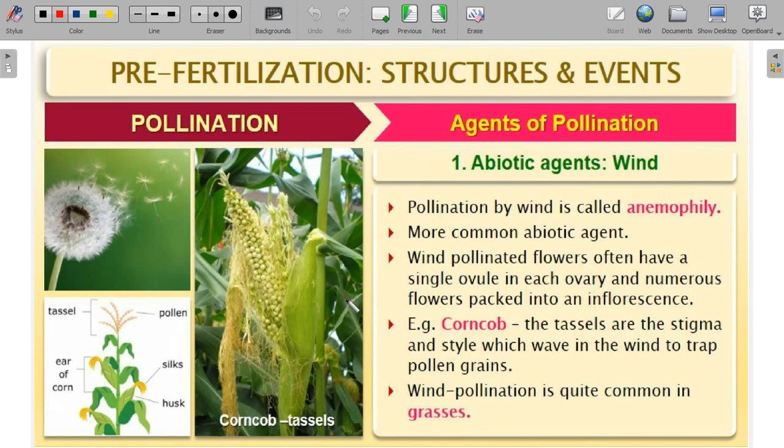The first one is pollination by wind, anemophily. Pollination by wind is called anemophily. How many of you ever have the habit? Whenever you come to the Nilgiris, or even in Coimbatore, I have seen it. If I see one like this, I take it and blow it up, and I have the habit of enjoying it. How many of you have done this?